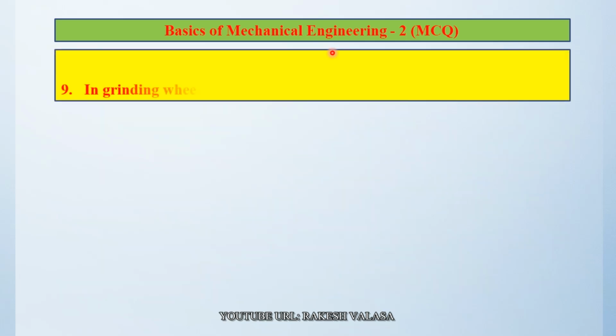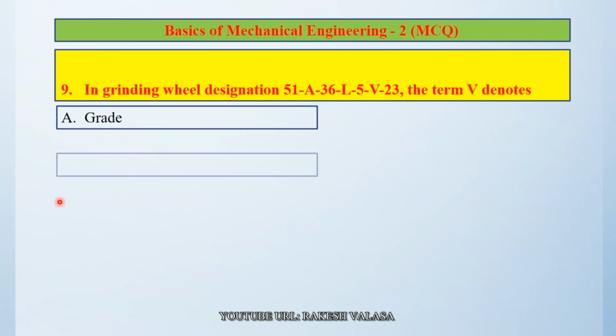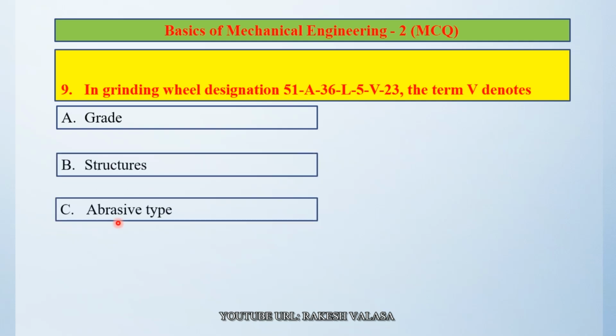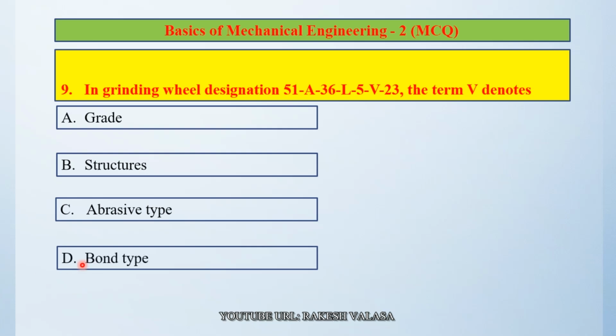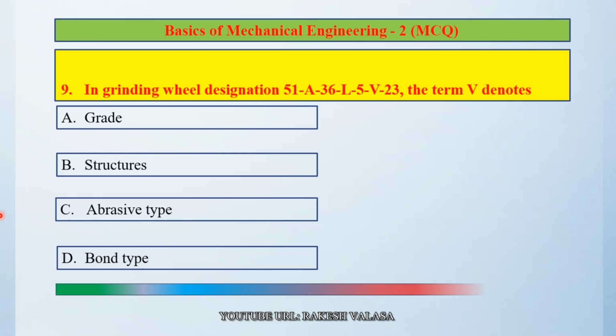Question number 9. In grinding wheel designation 51A 36L 5 V23, the term V denotes option A, grade; option B, structure; option C, abrasive type; option D, bond type. The correct answer is option D, bond type.